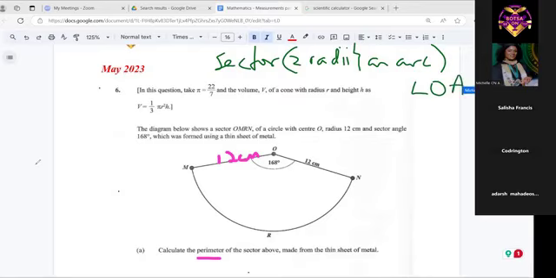Okay, right, so not too close. I just write it in short as LOA, length of arc. I'm not seeing anything coming through my chat. I wonder why.